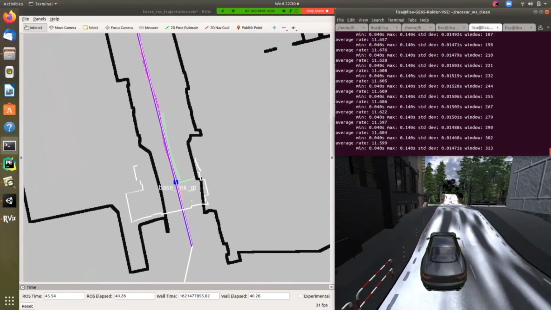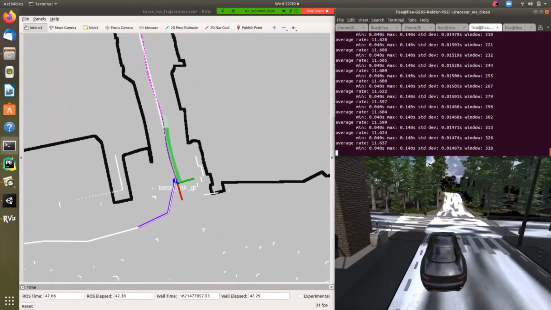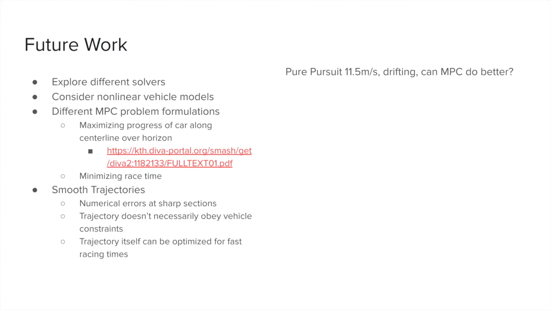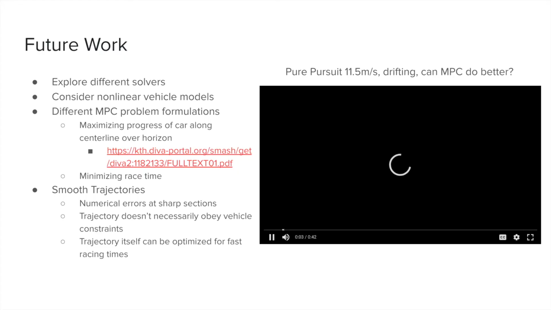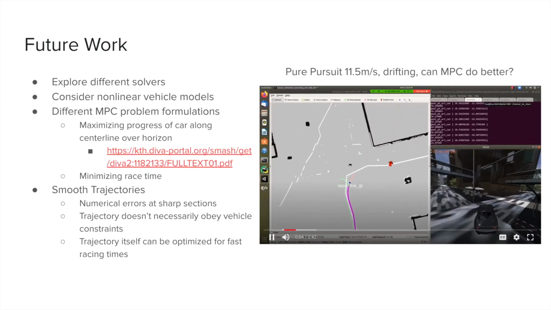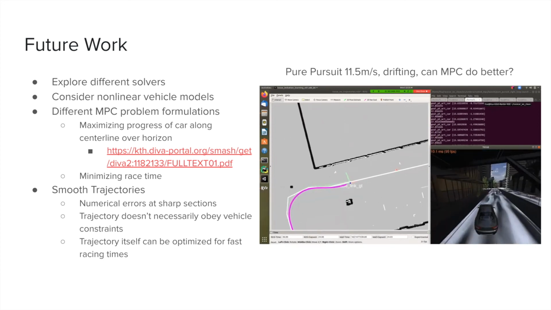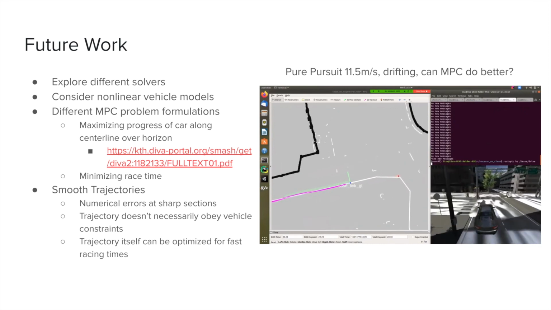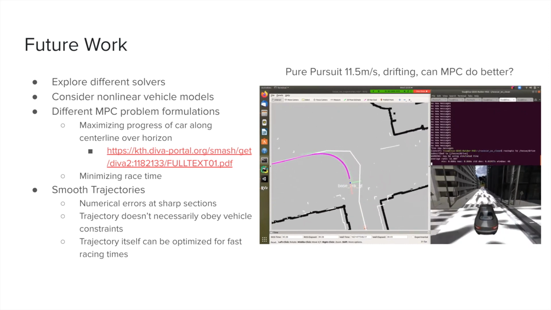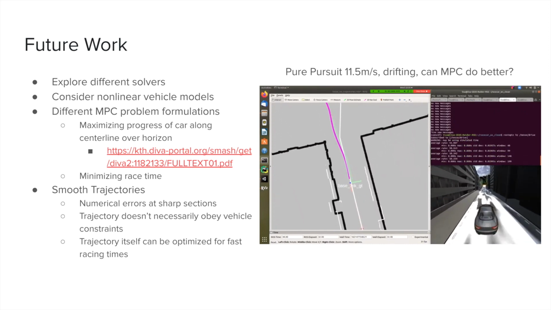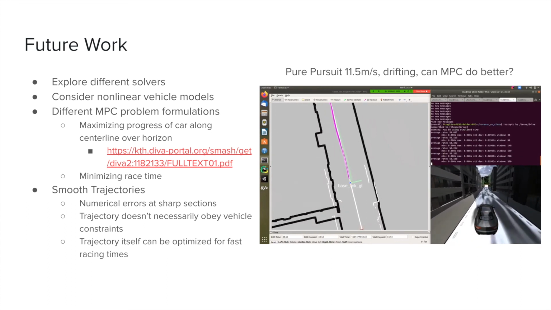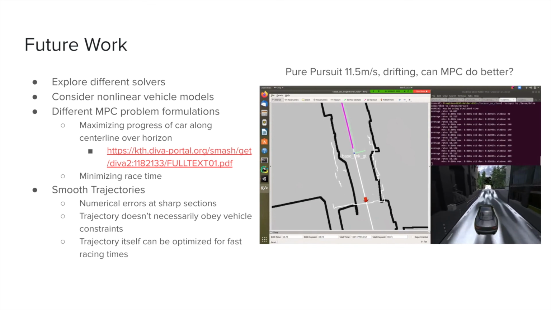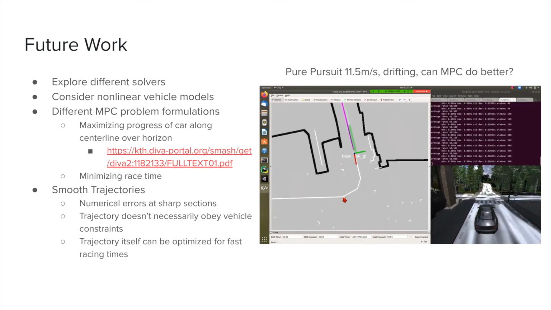We can consider different MPC problem formulations, such as taking into account race time or progress along the trajectory over the horizon. And one very important thing that we need to optimize is the design of the path in the first place. Right now, I'm using a piecewise linear trajectory. However, it causes numerical errors where the lines meet along the sharp corners, and the trajectory doesn't necessarily obey vehicle constraints. And it also is not optimized to make the vehicle go as fast as possible if it follows the trajectory exactly.